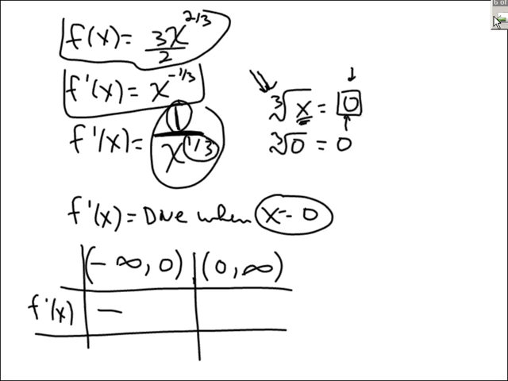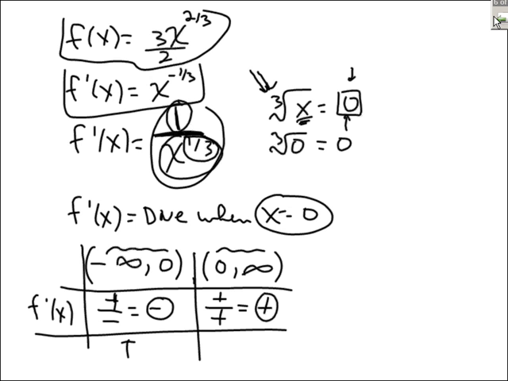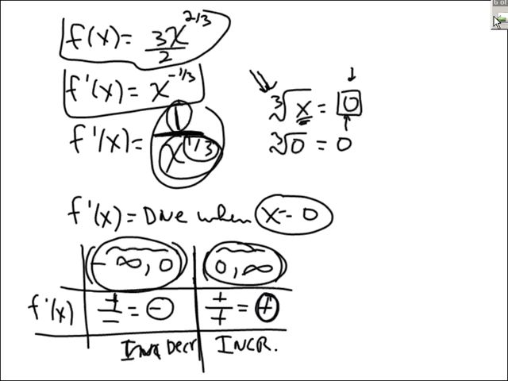The sign of the numerator is always positive. 1 is always positive. And the denominator, the cube root of x: the cube root of positive numbers is positive. These numbers are all negative, and the cube root of negative numbers is negative. So here, negative answer; here, positive answer. It's decreasing here. And to the right, since the first derivative is positive, it's increasing on 0 to infinity.